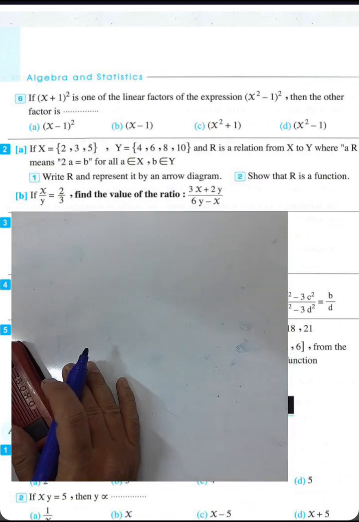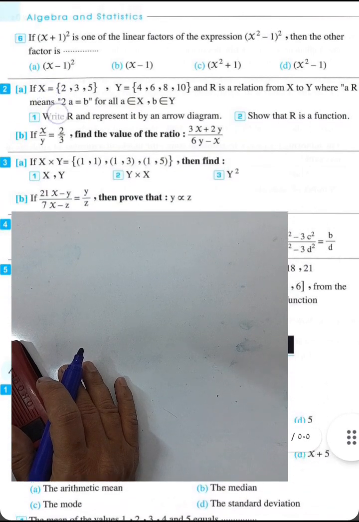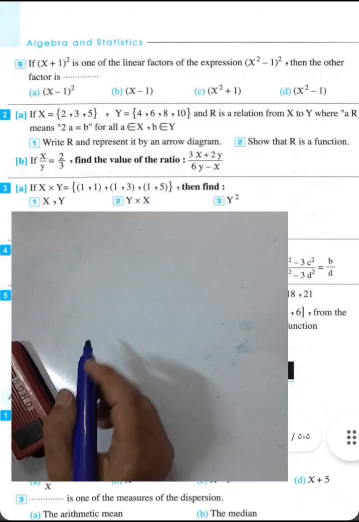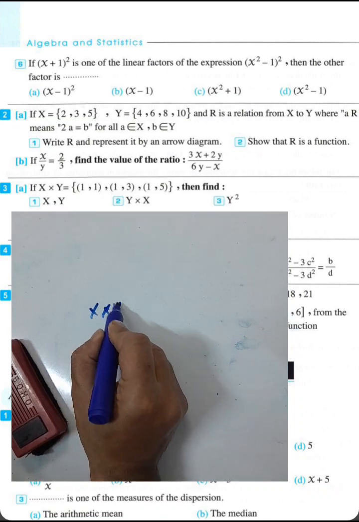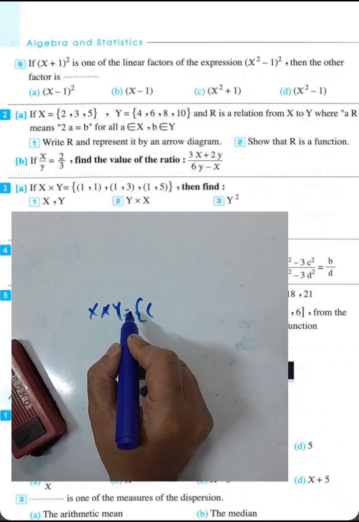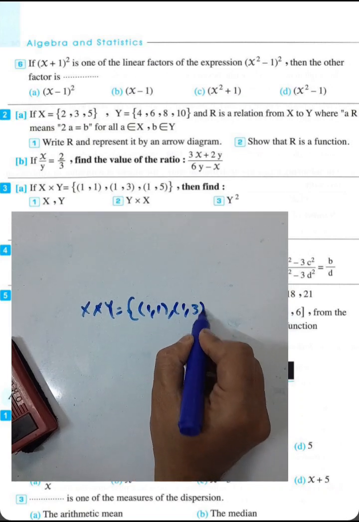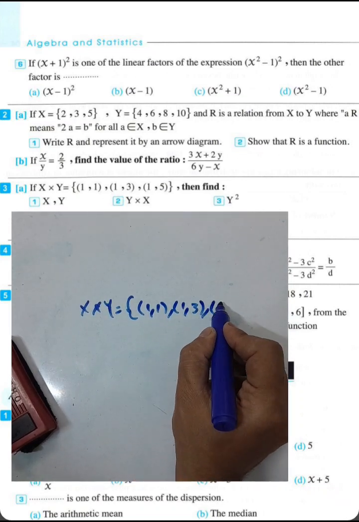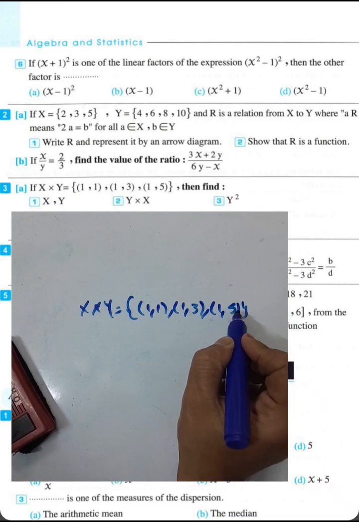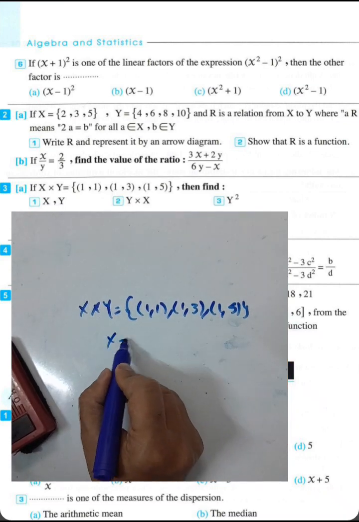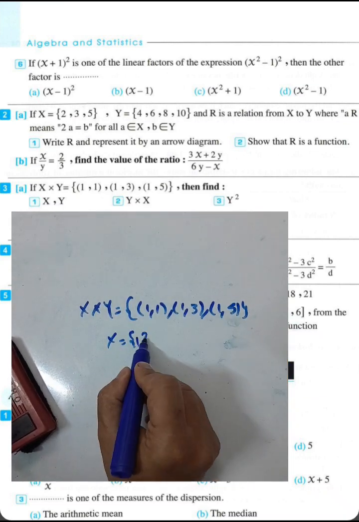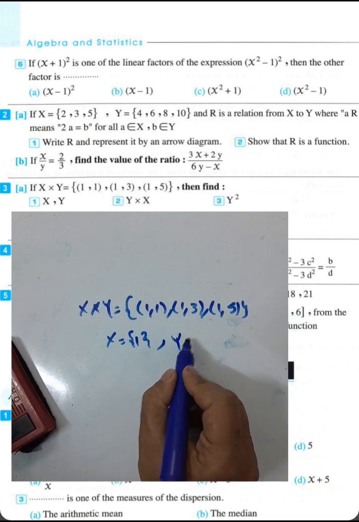It is the simplest expression. Okay. Question number 3, letter A. We have the Cartesian product between x and y equals the set of (1,1), (1,3), (1,5). You want to find x: the first elements 1, 1 and 1 will be 1 only, and y equals 1, 3, 5.